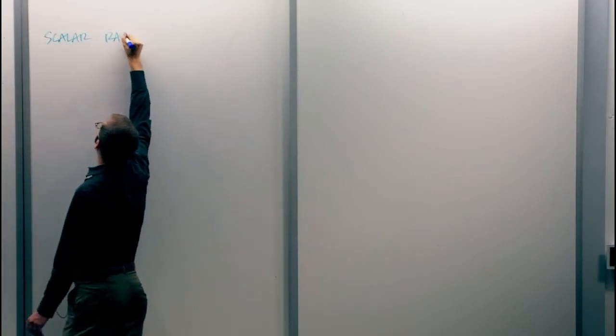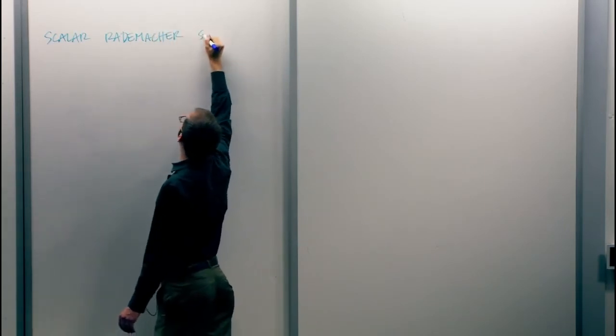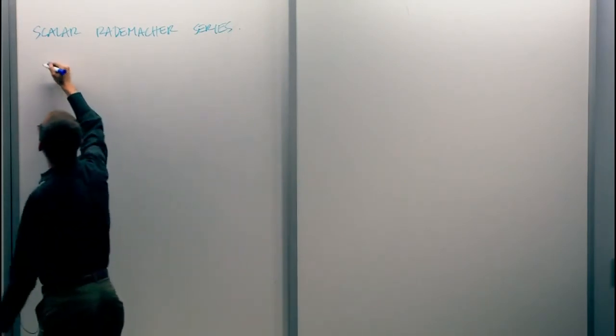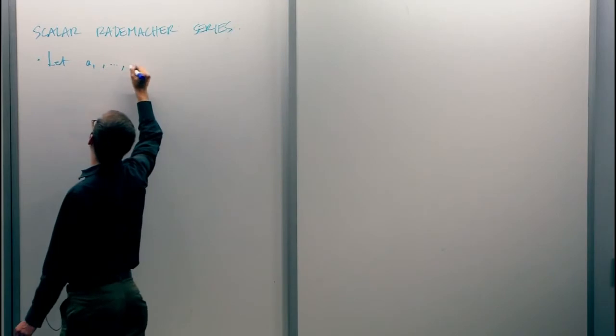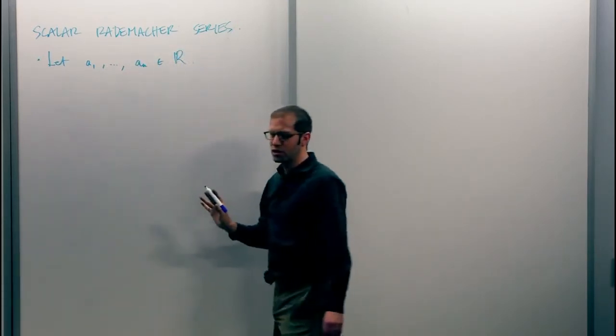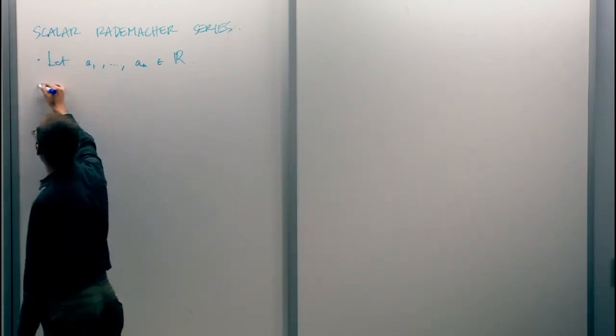This is the object we're going to be studying for the rest of the afternoon. So a scalar Rademacher series has two pieces. We need some coefficients, so we're going to let a1 up to an be real numbers. These are fixed. And we need some randomness because we're talking about probability.